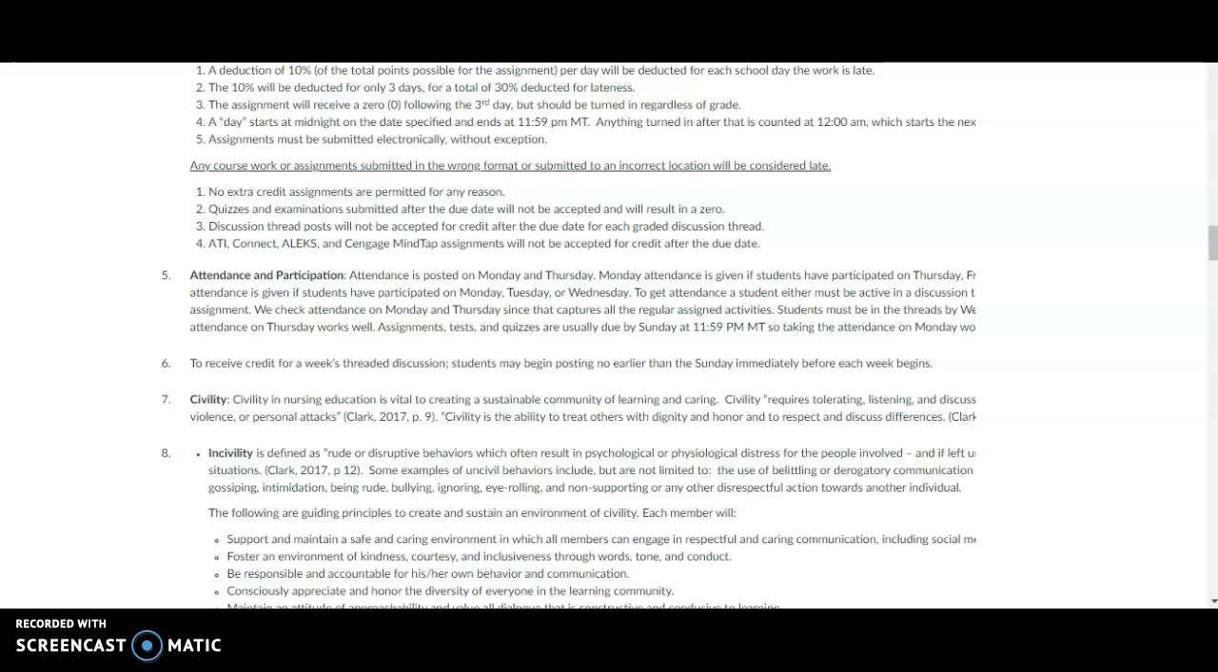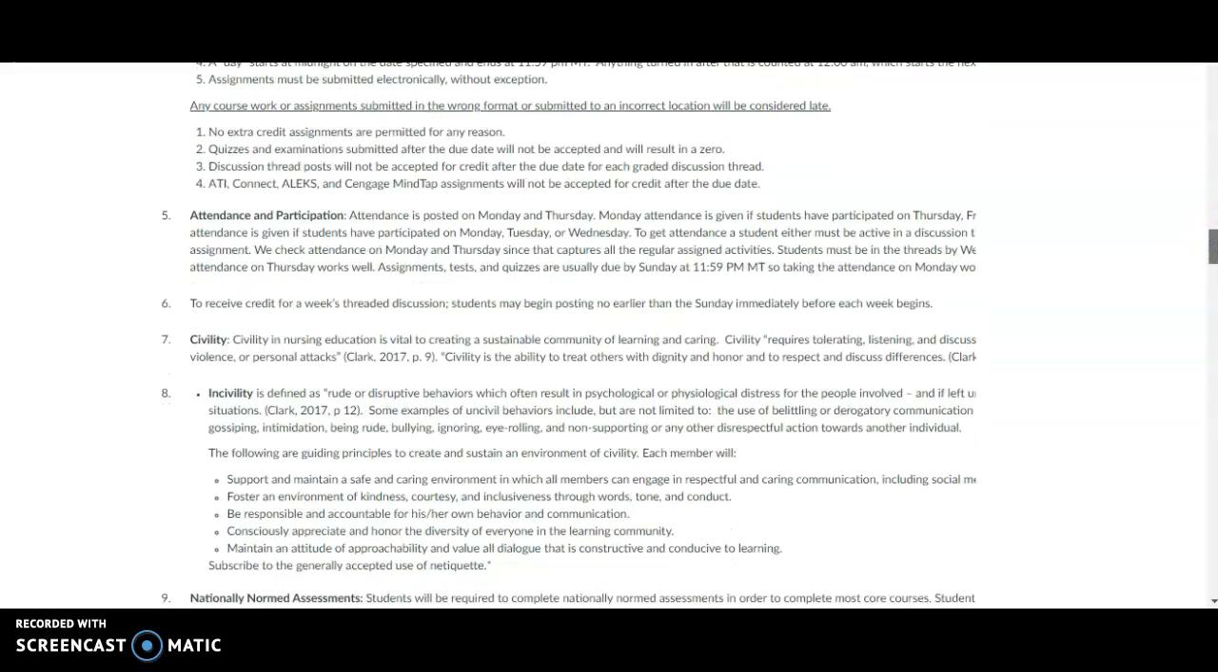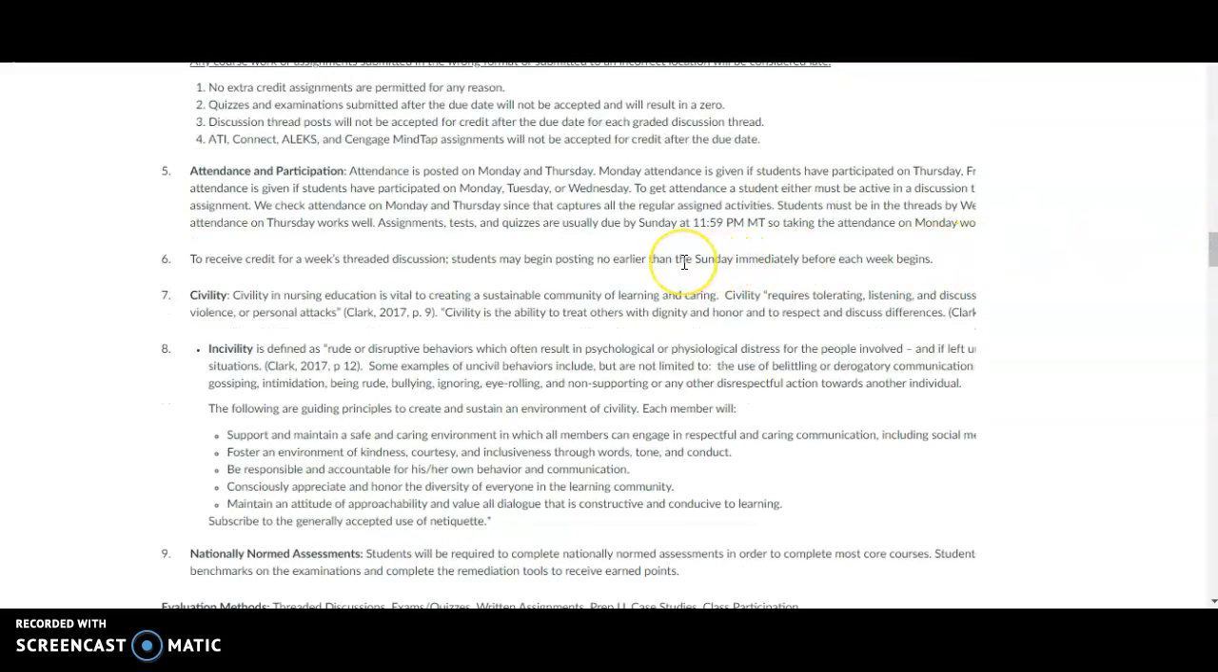Please also remember this, you cannot post to the discussion threads any earlier than Sunday. If you do, you do not receive any credit for that week's discussion. So please be aware of that. I know sometimes you're trying to be organized, and that's great, but that is one of the guidelines for this class.